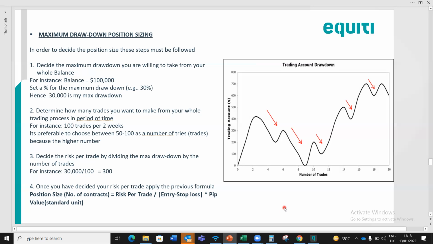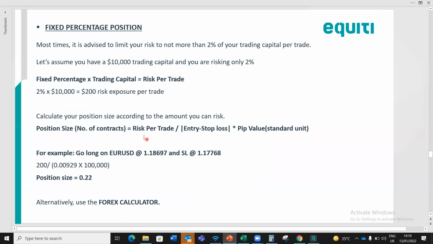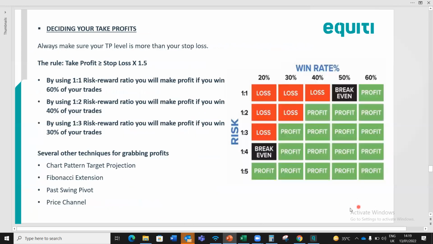All right. You can go back and use the previous formula to find the position size. What's the previous formula? The whole process that we went through using the fixed percentage method, or alternatively you can use the forex calculator as well. All right. This makes sense, right?